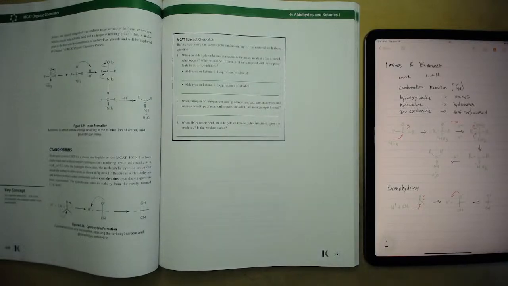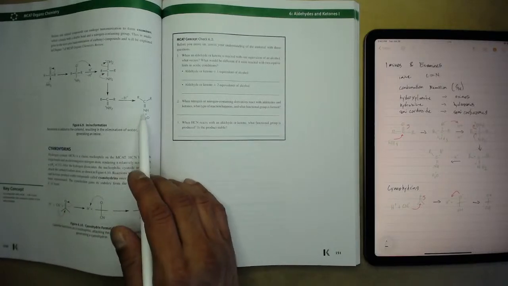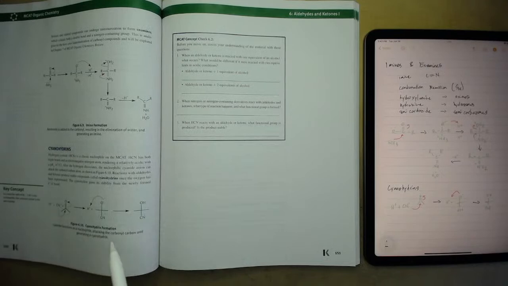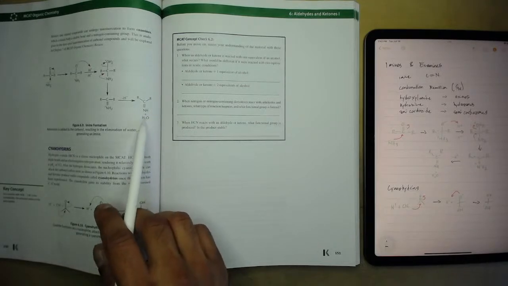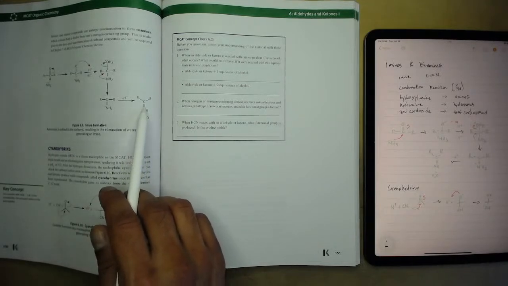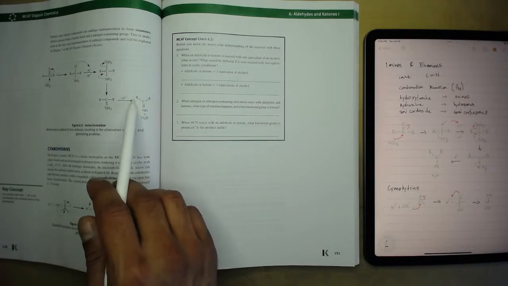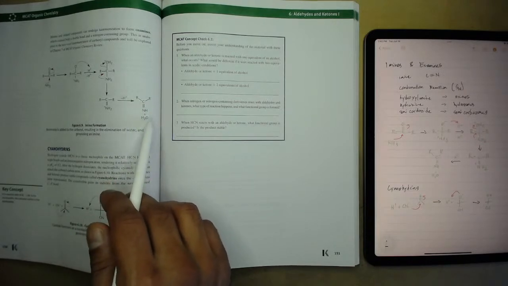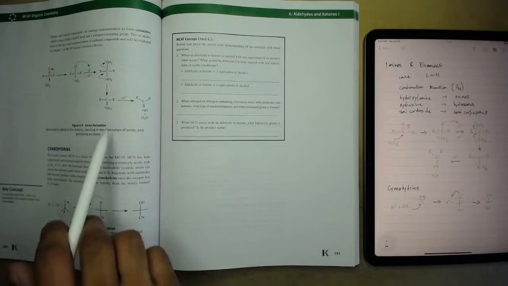So the keto-enol: keto is the double bond to oxygen. Enol is where the double bond moves and the oxygen gets a hydrogen. So if this were to tautomerize, that would mean that this double bond would move to one of the R groups, and then the nitrogen would get an extra hydrogen on it.